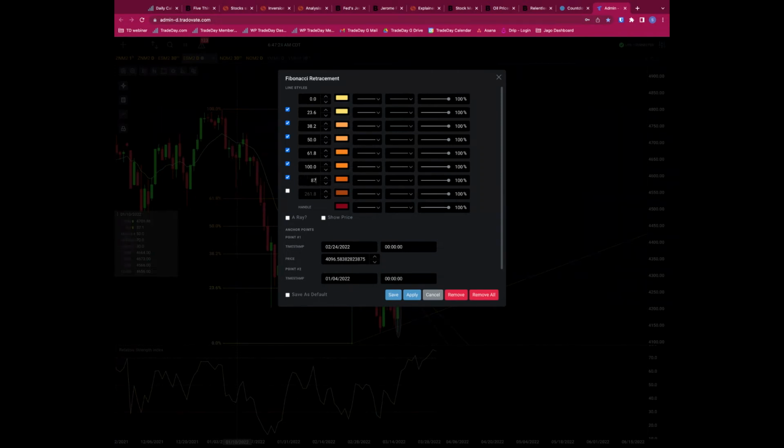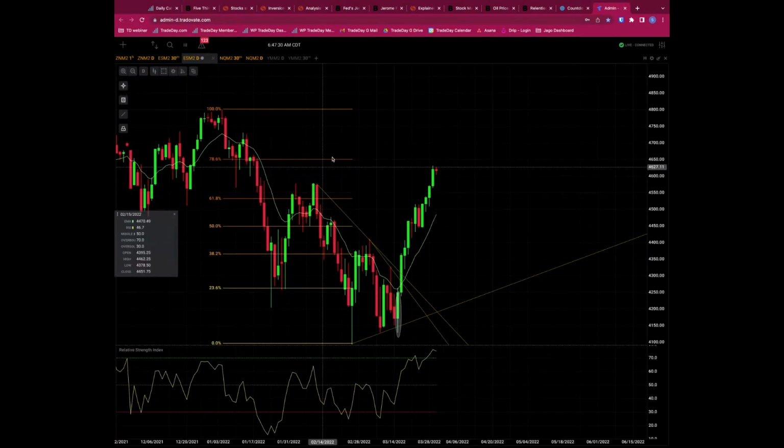So my keyboard comes alive. One second. Okay, so you can see here we're heading towards a 78.6. That's the final retracement. You've also got some congestion around here. So a potential target today around 46.50.